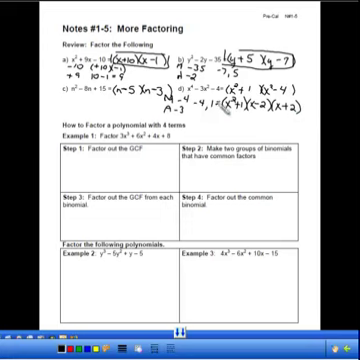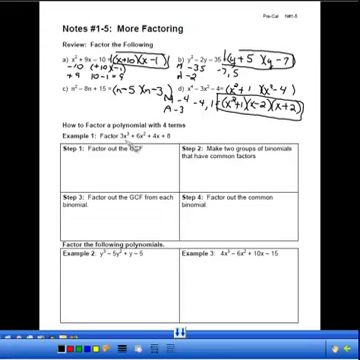So you have to continue factoring. This is one thing a lot of students tend not to do, is continue factoring until you're done. Alright, factor a polynomial with 4 terms. First, factor out the GCF.